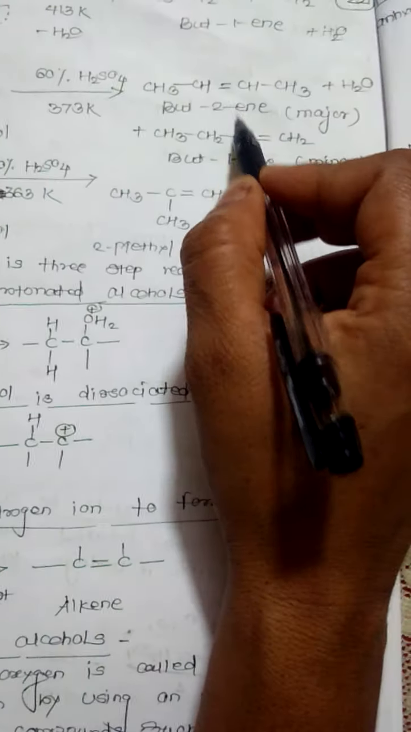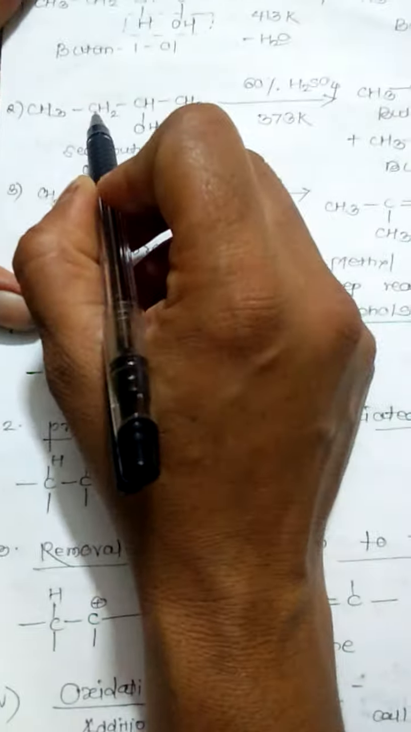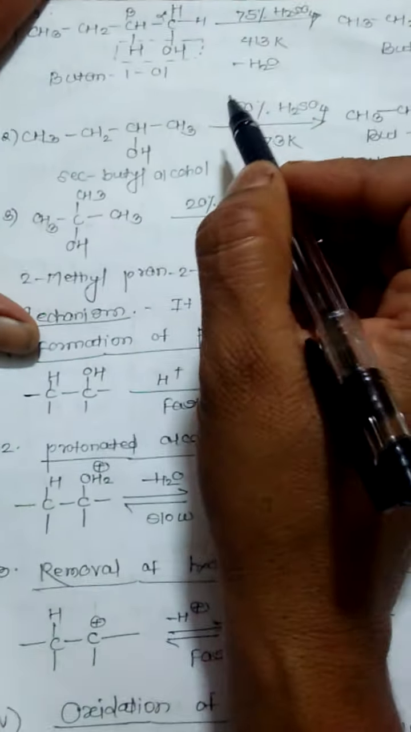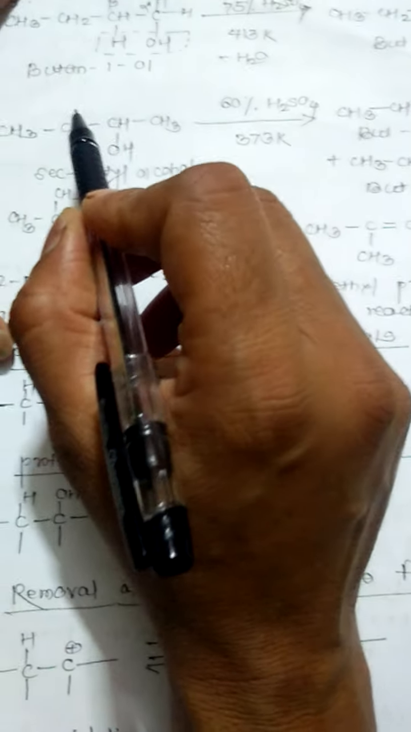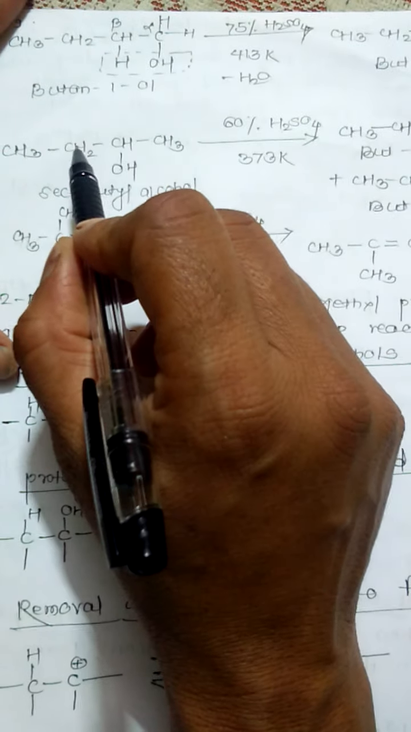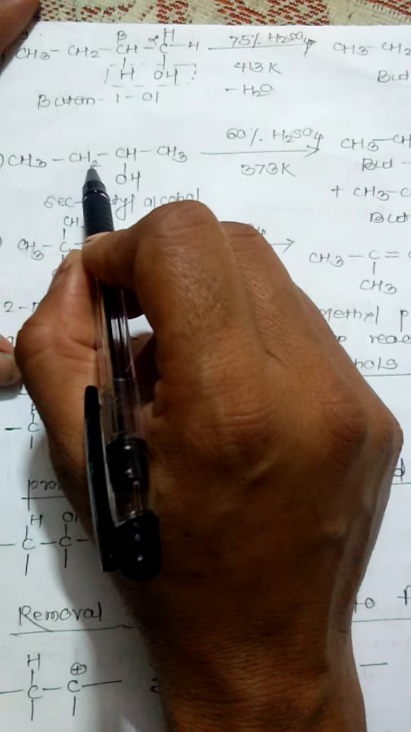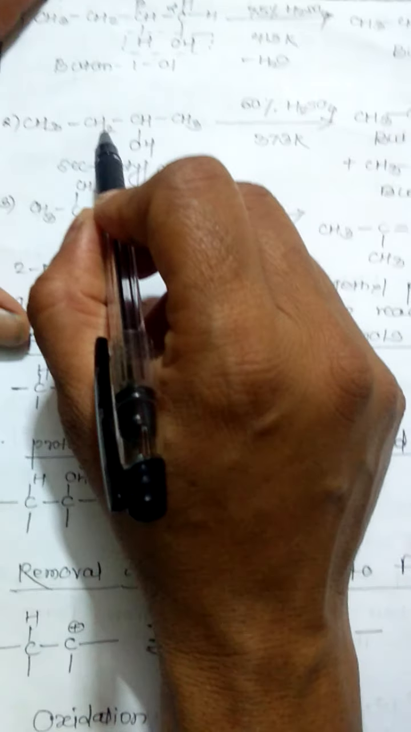Why are there two different products here? Because for this alpha carbon, there are beta hydrogens on both sides. There are two beta carbons, so elimination of hydrogen takes place either from here or from here. According to Saytzeff's rule, hydrogen is eliminated from the carbon containing fewer hydrogens. Here there are 2 hydrogens, here 3. So hydrogen is easily removed from here.